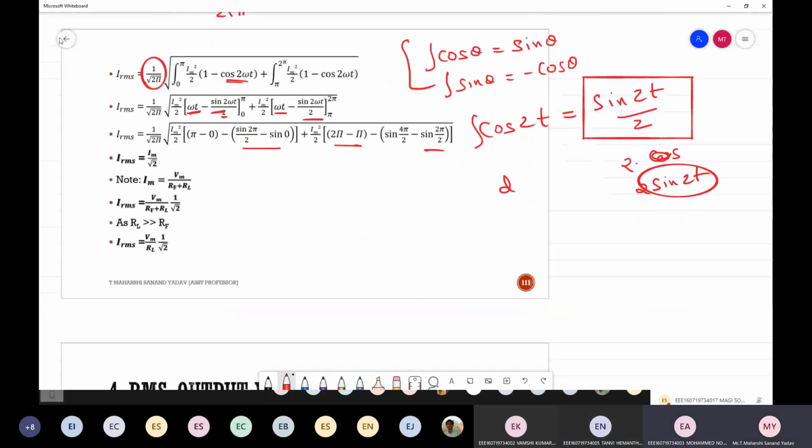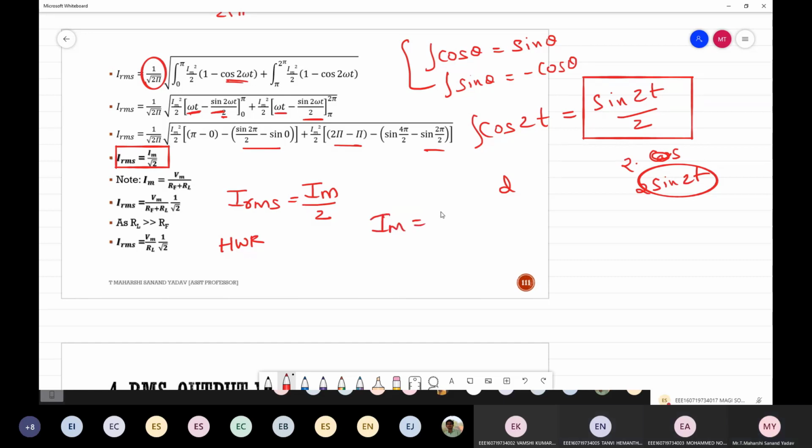So what I'll get after solving this, IRMS is something which is Im by root 2. Whereas for half wave, what did we get? IRMS is Im by 2. Im by 2. So better first you be perfect with half wave rectifier so that full wave will be very easy.